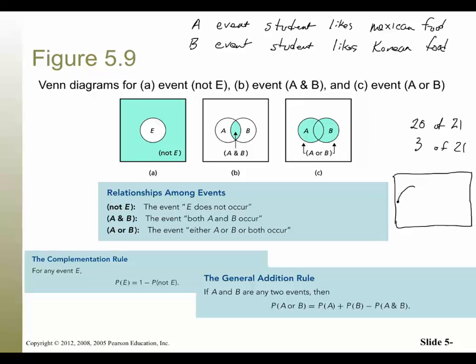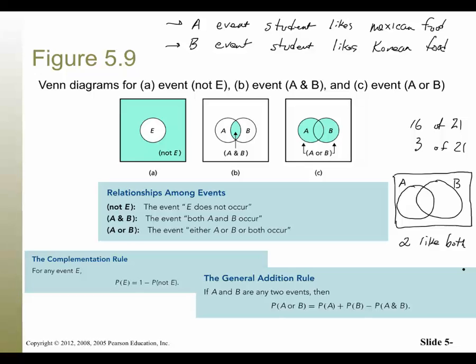So I'll just make up some data here. Let's say 16 of 21, I'm going to change it, 16 of 21 like Mexican food. That's our group event A. All right, and then 3 of 21 like Korean food, and then 2 like both. So can we make this Venn diagram and use it to calculate probabilities?